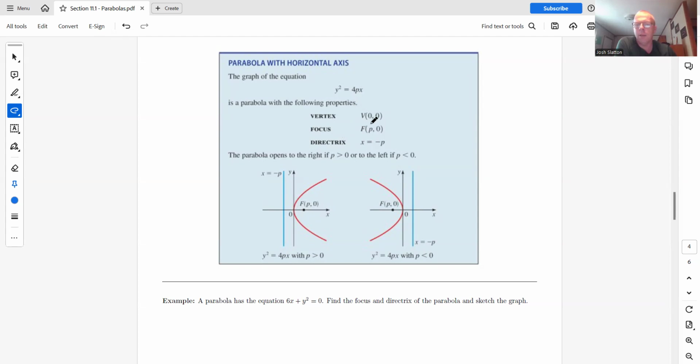Instead of the focus being 0, p, of course, the focus is going to be p, 0. And then instead of y equals negative p for the directrix, we're going to have x equals negative p. And then if p is greater than 0, we open to the right. This makes sense because this is the positive x side. So if p is positive, it's going to open to the positive end, and opposite if it's negative. So if p is negative, it opens to the left.